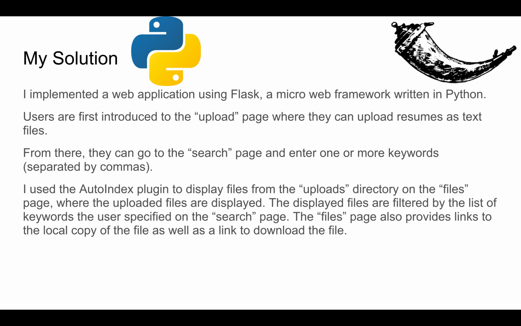I use the AutoIndex plugin to display files from the Uploads directory on the Files page, where the uploaded files are displayed. The displayed files are filtered by the list of keywords the user specified on the search page. The Files page also provides links to the local copy of the file as well as a link to download the file. And here's a demonstration.